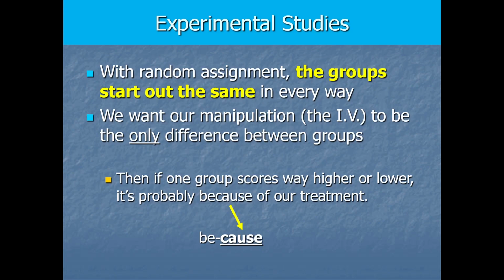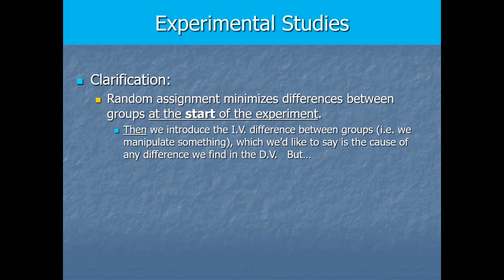And just to be clear, random assignment ensures that we minimize differences between our groups at the start of the experiment, the beginning. We begin our experiment with the groups having no differences. Then when we introduce the IV as the only difference, right, that's our manipulation, then we can say that would be the only reason we could have any differences. It's the only explanation for any differences in the DV that we find later.